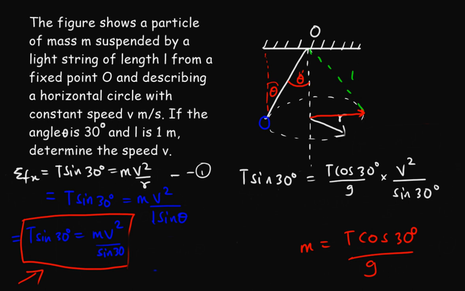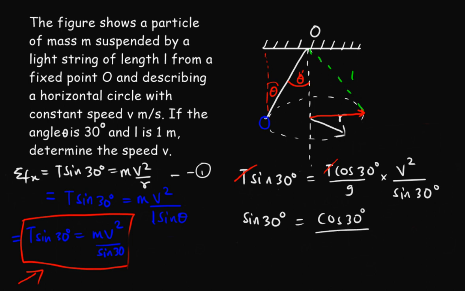So over here, we can cancel out the T. This T here will cancel out this T here. So from there you will see that we only have one unknown, which is the v. So we can now go ahead and solve for v. So over here, we're going to have sine 30 degrees equals cosine of 30 degrees divided by acceleration due to gravity, which is 9.81, times v squared.